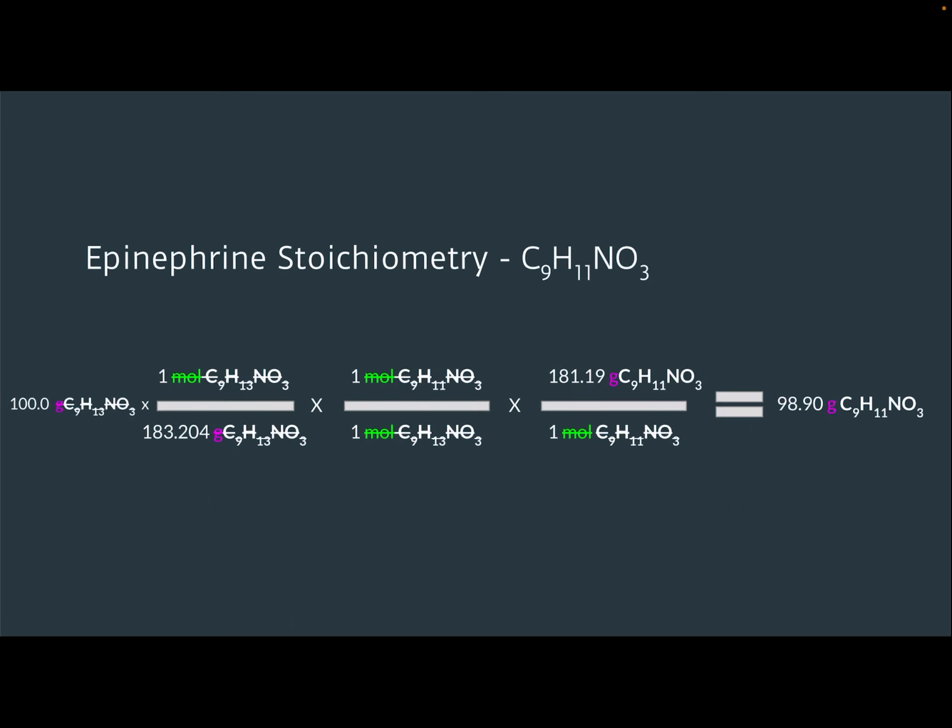So we do 1 mole divided by 1 mole of each substance. We then multiply that by 181.19 grams of adrenaline, which is the molar mass, and divide that by 1 mole, giving us the final answer of 98.90 grams of adrenaline.